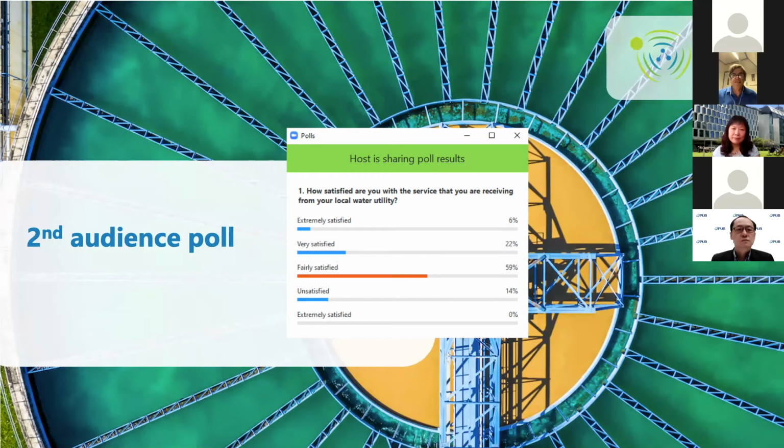And let's see, we're again somewhere converging in the middle. 59% is in the middle, so fairly satisfied. Let's see what we hear more today, and how we can convey that message and see how that's going to improve our water services.